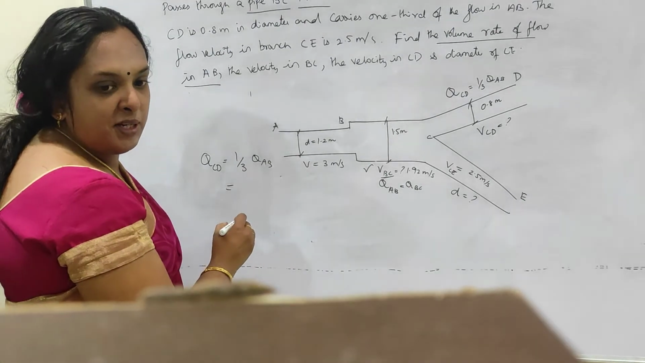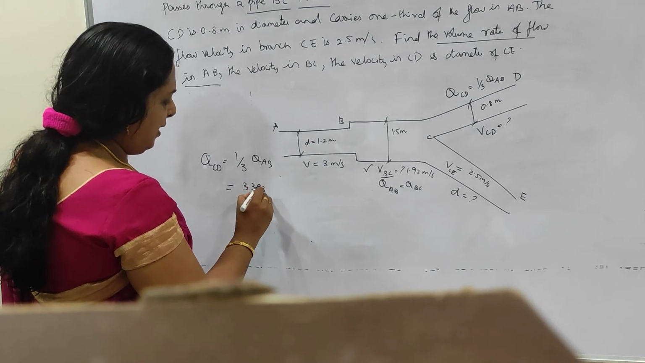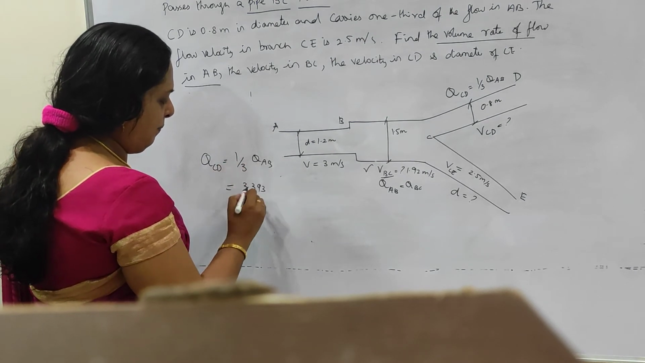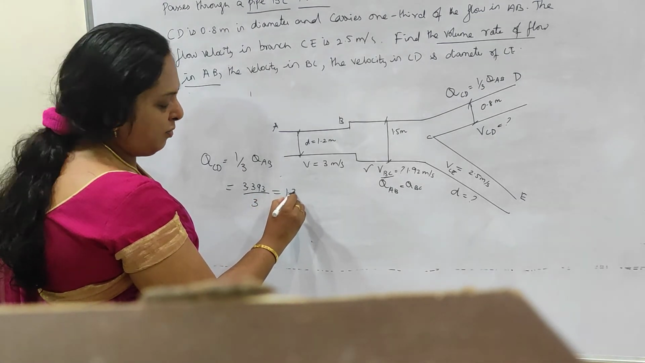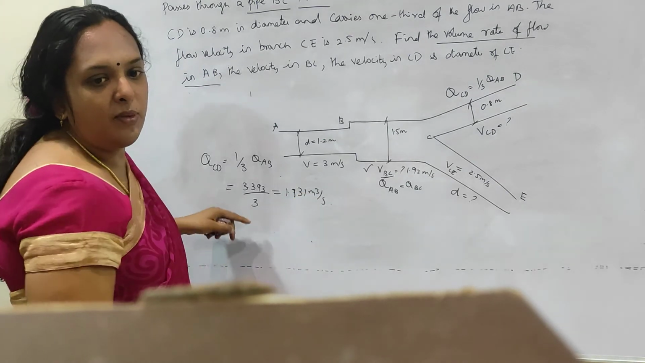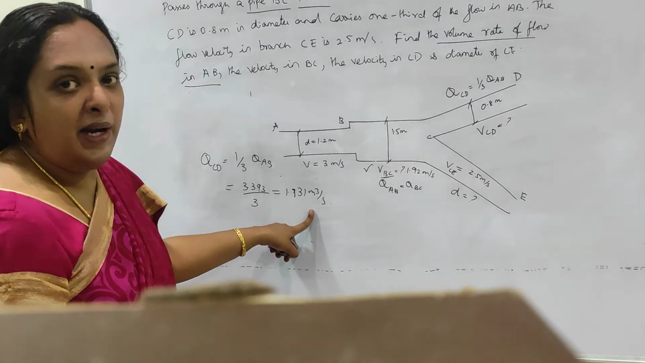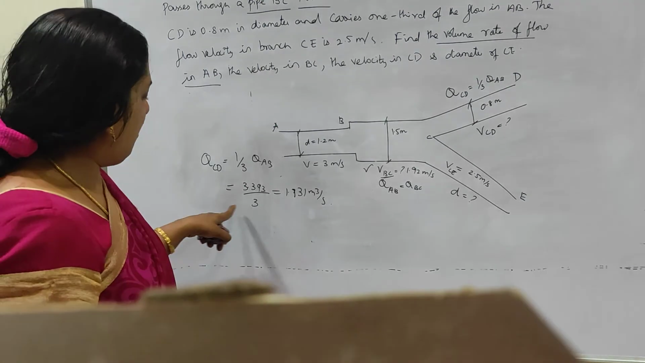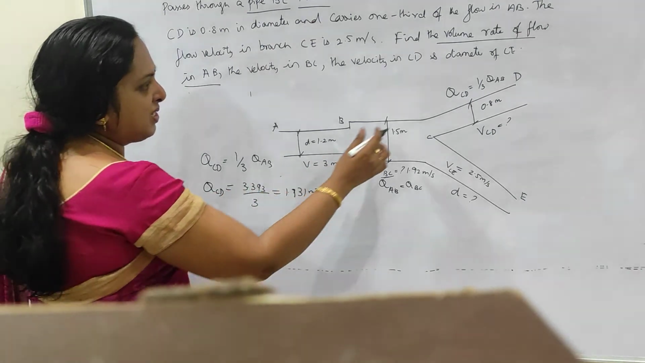So how much is it? 3.393 is my QAB, divided by 3. So I get the value as 1.131 meter cube per second. So I have got the value as 1.131 meter cube per second. Now it's easy for me to find out the velocity, so I am going to substitute this value here.